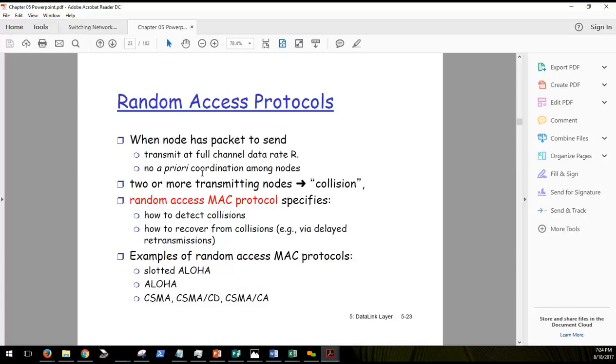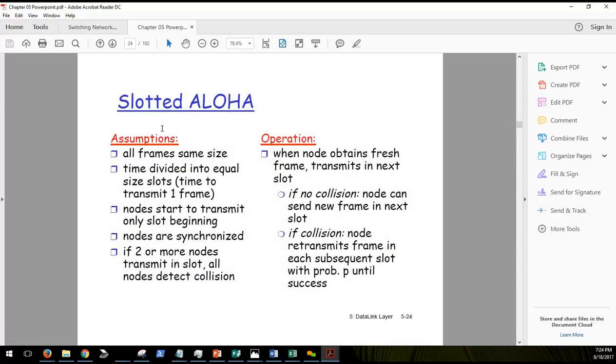Slotted Aloha says that all frames will be the same size, okay? Time is going to be divided into equal size slots, okay? Big enough to fit a given frame. So one frame in one slot. Nodes start to transmit only at the slot beginning, okay? They can't transmit in the middle of the slot. They have to time it for the beginning of the slot.